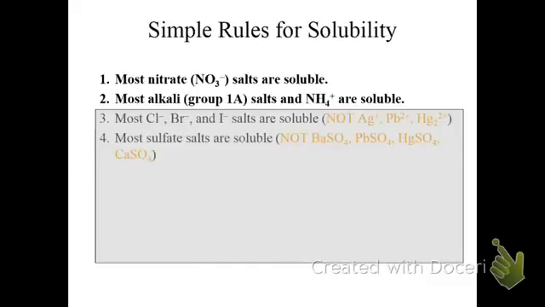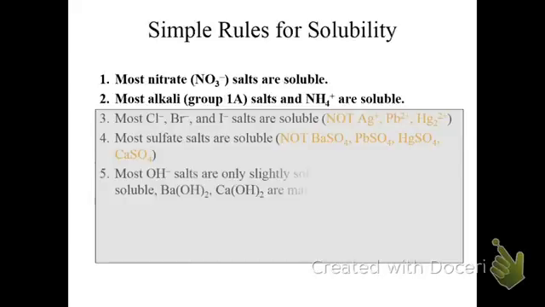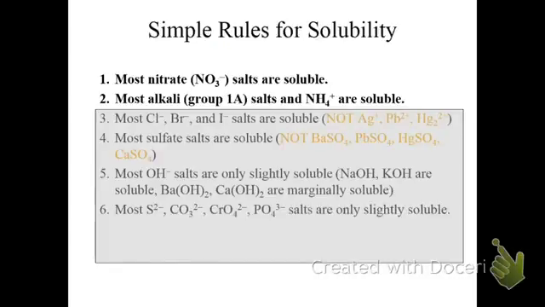Most sulfates are soluble except those with barium, lead, silver, and calcium. And most hydroxides, unless they're with a group 1 metal, are only slightly soluble. And remember, these rules are in order. So if you have a group 1 metal, assume whatever it's with is going to be soluble so that it won't form a precipitate. And most of these are only slightly soluble, unless it's with a group 1 or ammonium.